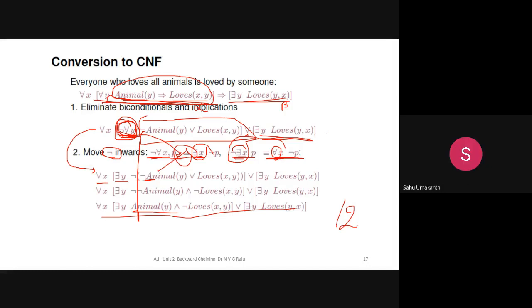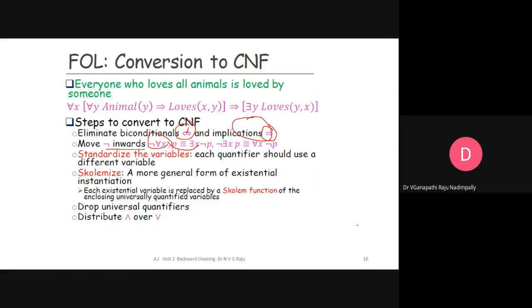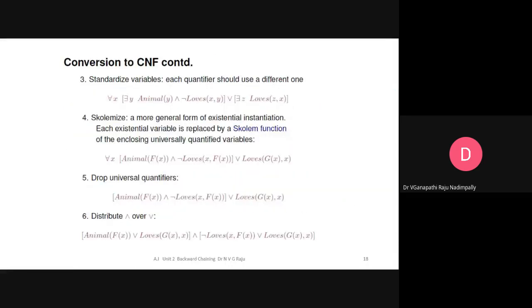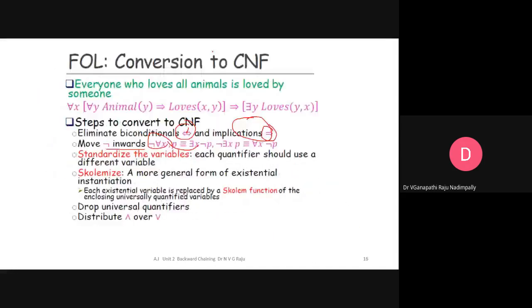Yes, sir. Now, what is the third step? Standardize the variables. Wherever one variable is there, replace it with another variable. Now you have three predicates. Animal is one predicate, loves is another predicate, and what is the other predicate? Animals, loves, everyone who loves animals is loved by someone. We don't know that someone.